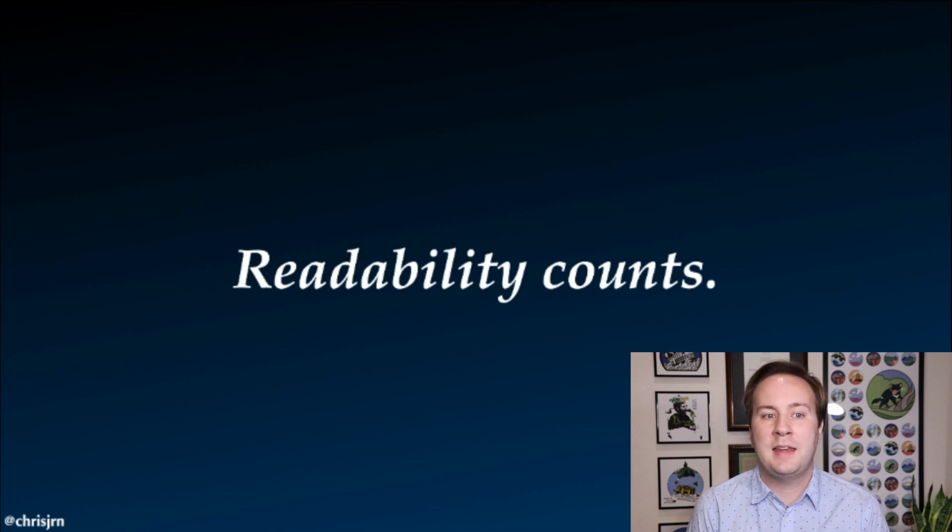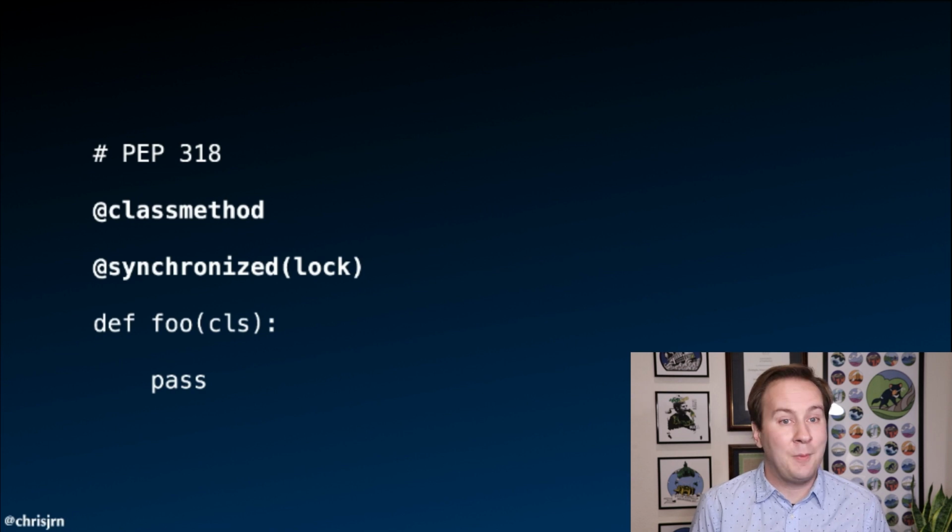So PEP 318 gave us some syntax for the decorate pattern. And now we have decorators. So we know if we read def in some Python code, it means, well, we're defining a function. So if we see a decorator, well, that must mean this function that we're defining has modified behavior. In this case, we know that the new behavior is that it is synchronized and that it's a class method, and it's easy to tell that at a glance.